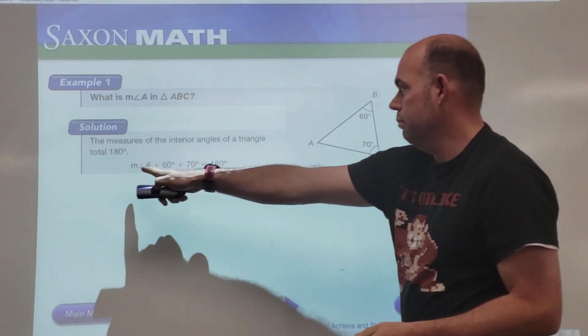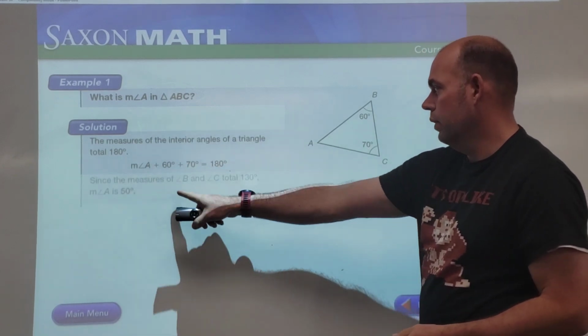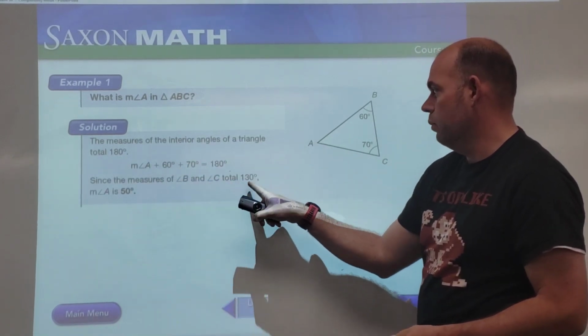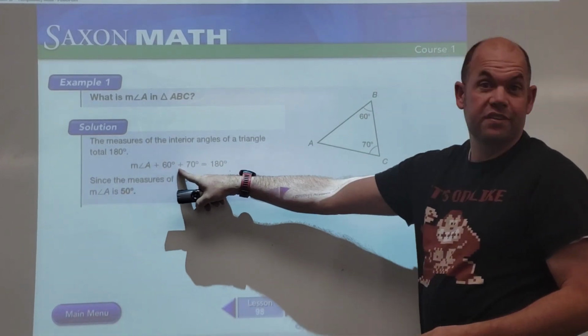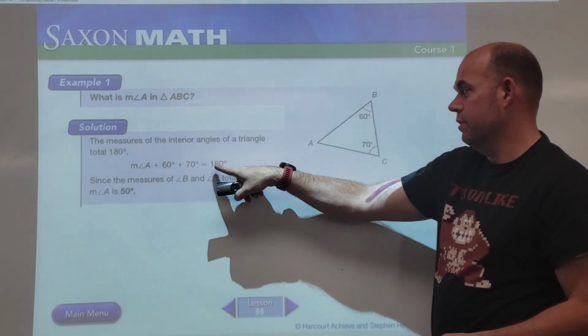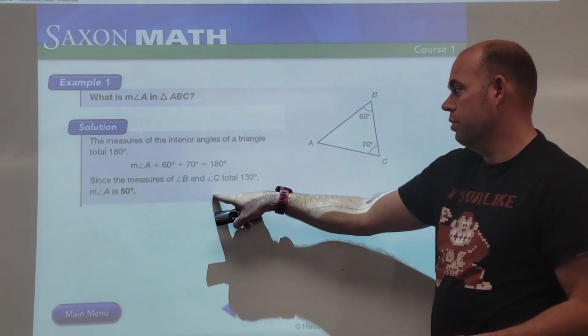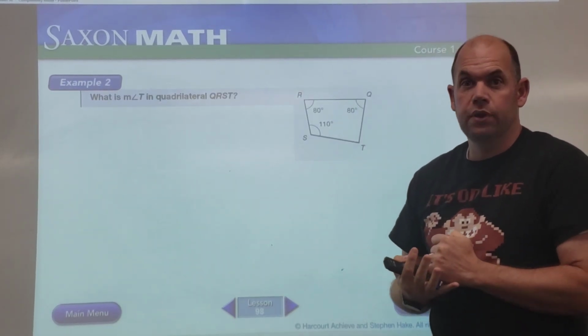So we take measurement of angle A plus 60 plus 70 equals 180. We'll add the 60 and 70 together to get 130, and then we know that when we subtract 130 from this side of the equation, we get angle A. We subtract it from this side, 180 minus 130 equals 50. Cool.